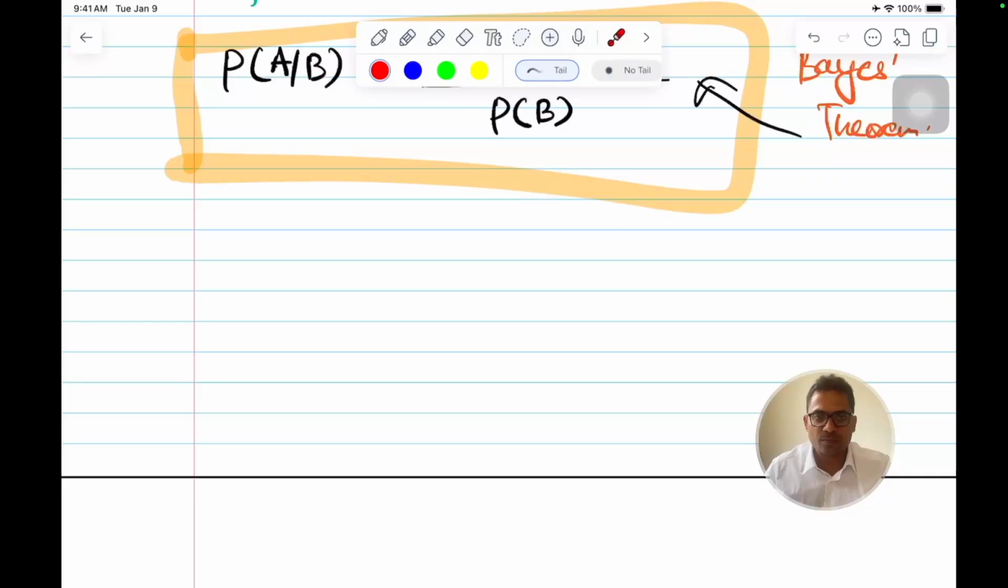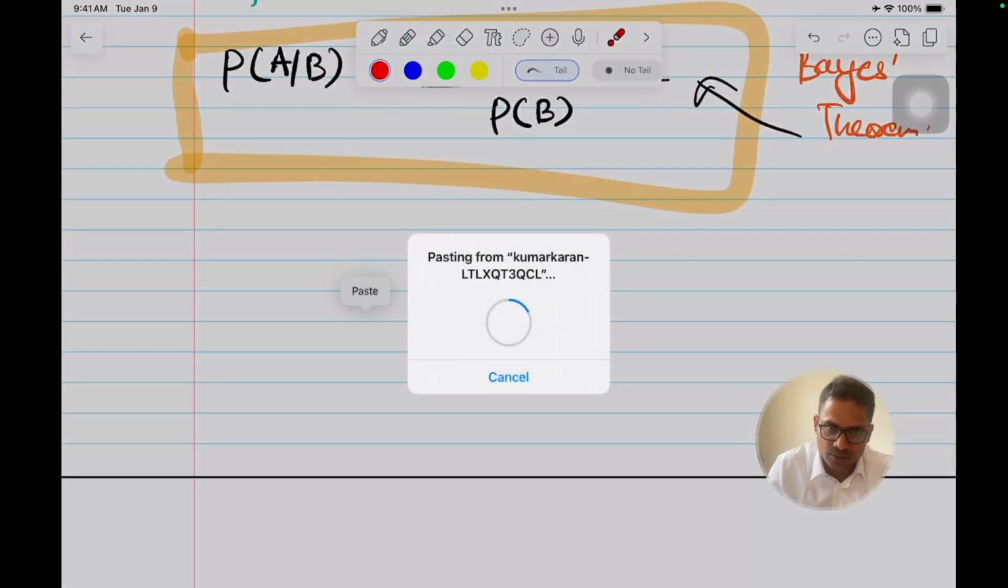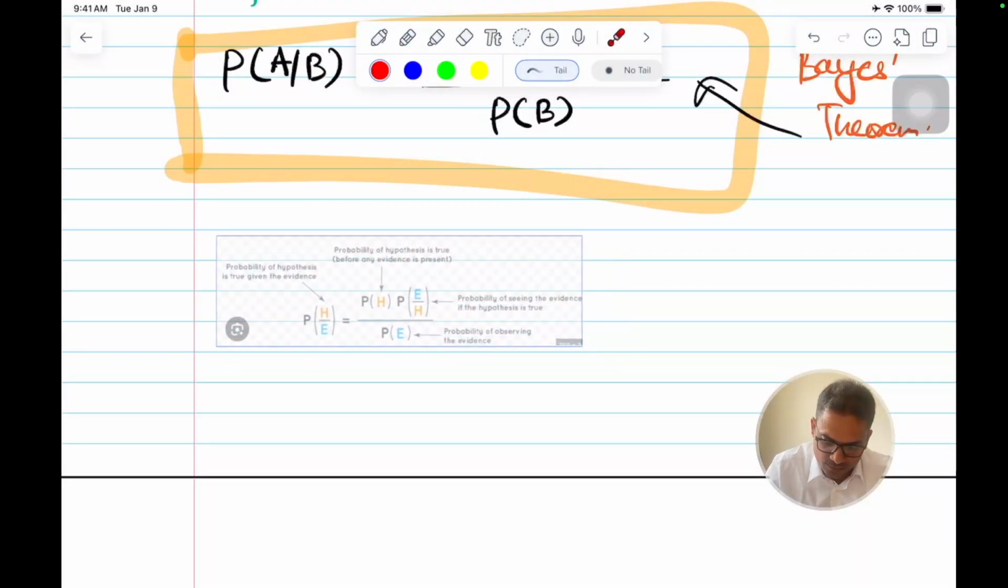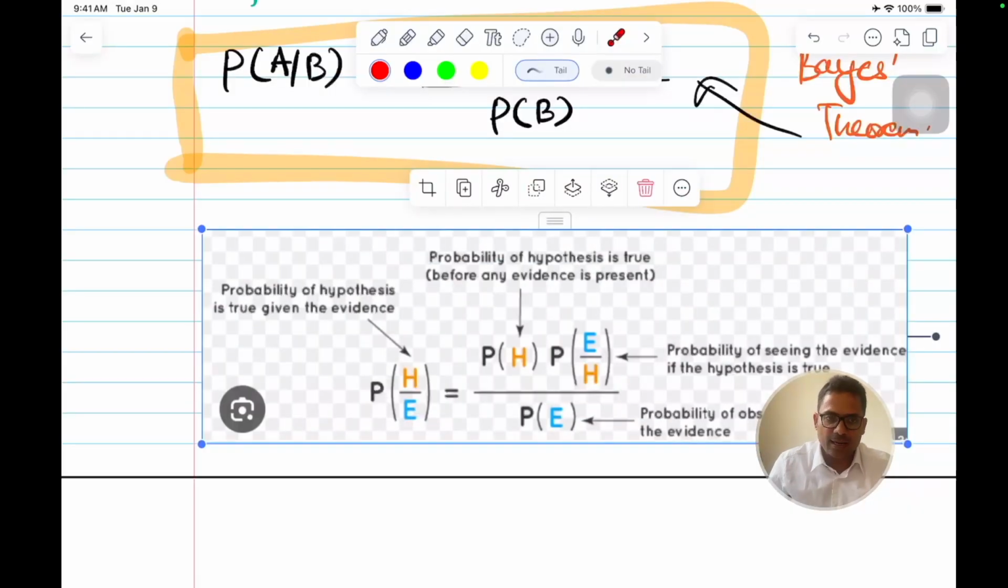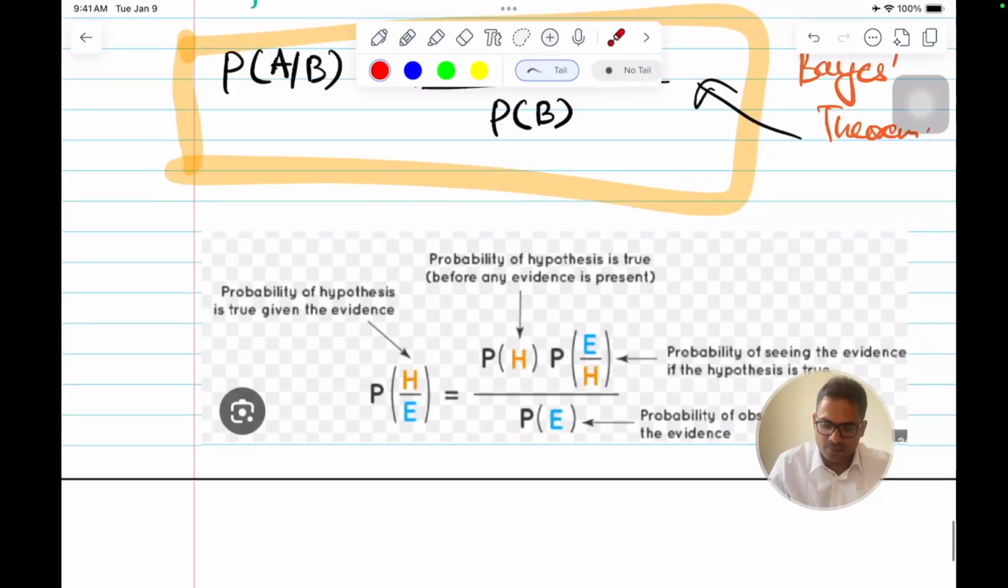Okay, let's continue. I'll give you one more example of this. There's something that you should know. This will be useful, just for your understanding, when we do it later. These are the terminologies I will introduce. So whatever I've written, instead of A and B, I hope this is visible, now replace A with H for hypothesis and B with E for evidence.